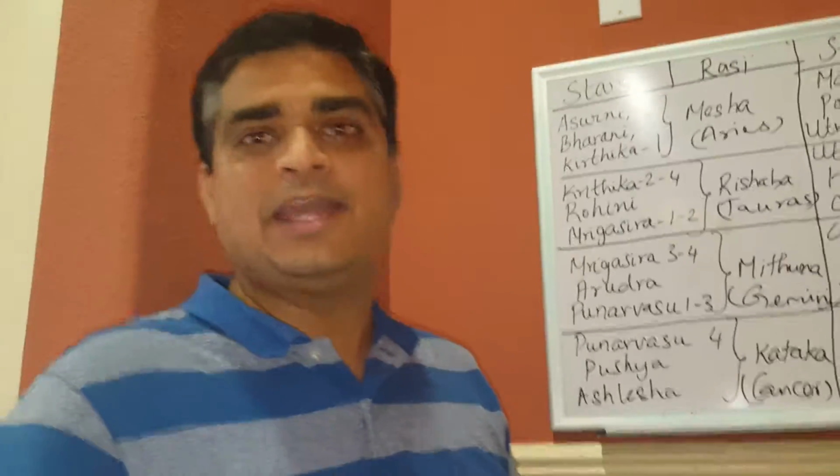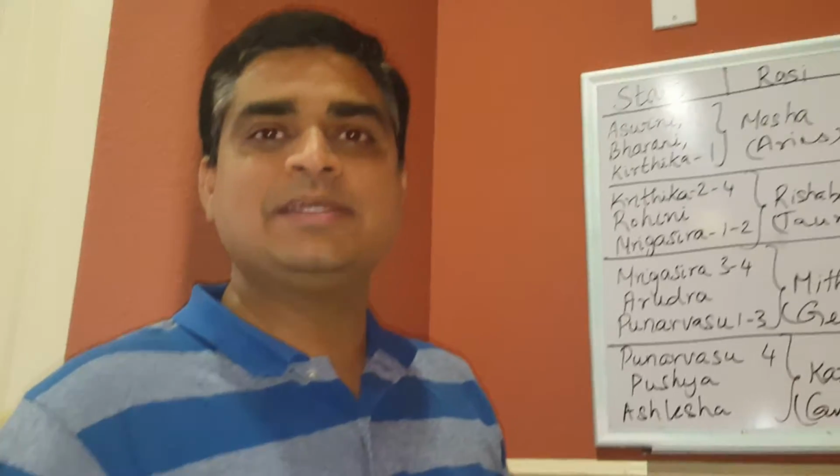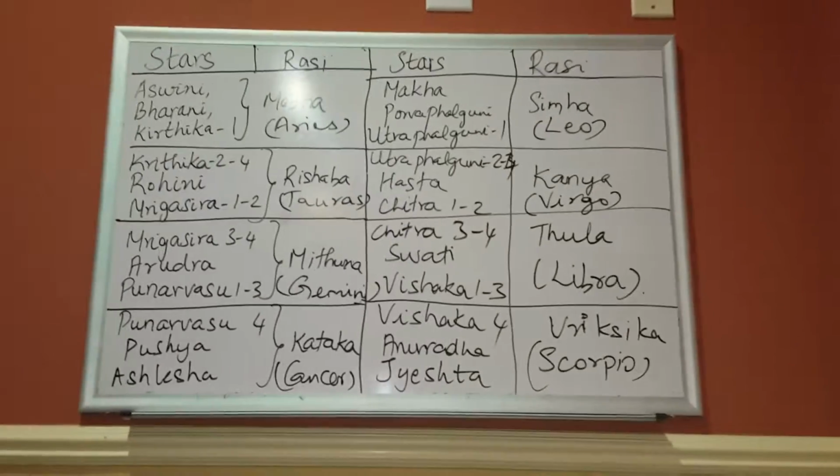My dear child, can you guess what Rashi you are? I'm Simha. How did you fall into Simha? What's your star? I'm Uttara Phalguni. And you are in the first quarter of Uttara Phalguni? Yeah, you told me. That's right.